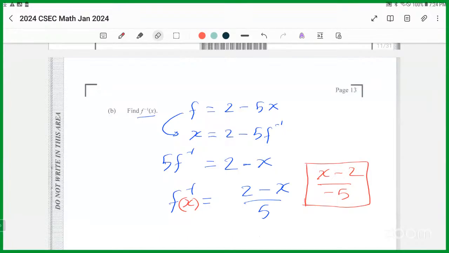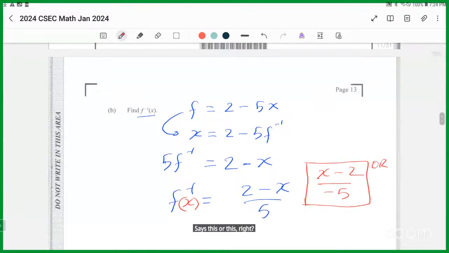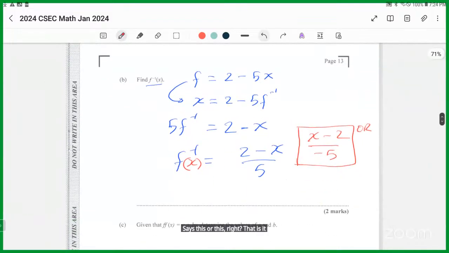All right, so if you got this as the answer, that's correct as well. So it's this or this, right? All right, that is it. 2 marks for that. Next question.